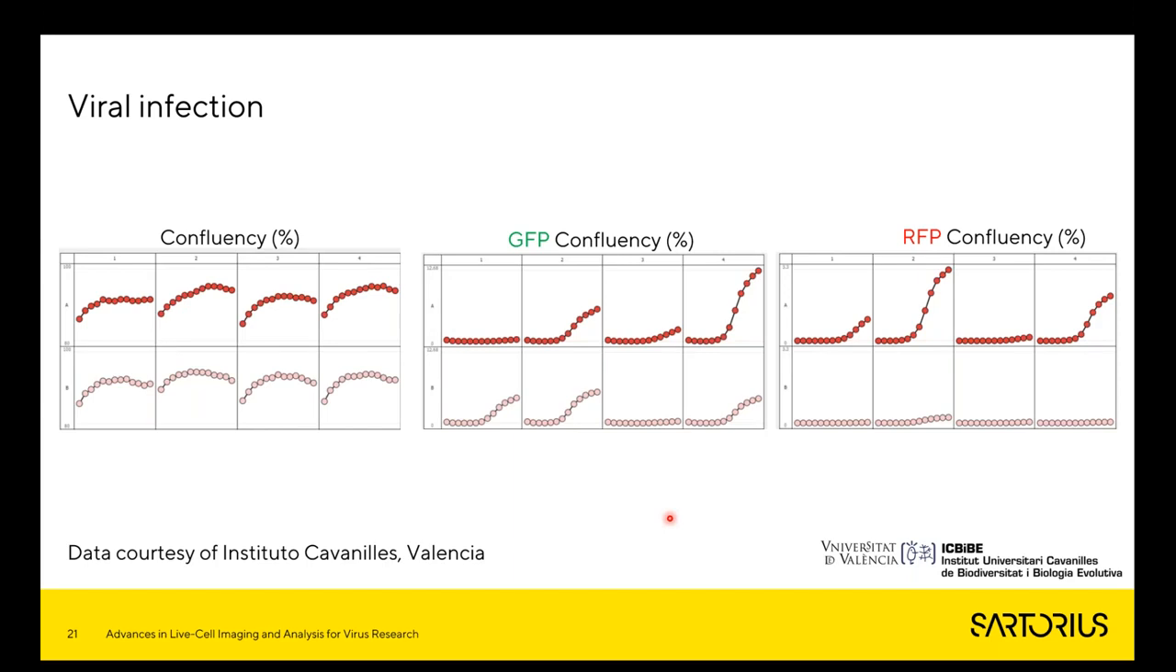So here the researchers used a confluence mask to essentially assess the viral infection in the cell density, to see the differences in cell density. And then they also looked at the green signal and the red signal of these mCherry and GFP tagged viruses to see how the infection is taking place. So we've got both very nice videos as well as the data to complement each other to basically answer the same question with regards to how viral infection is taking place.